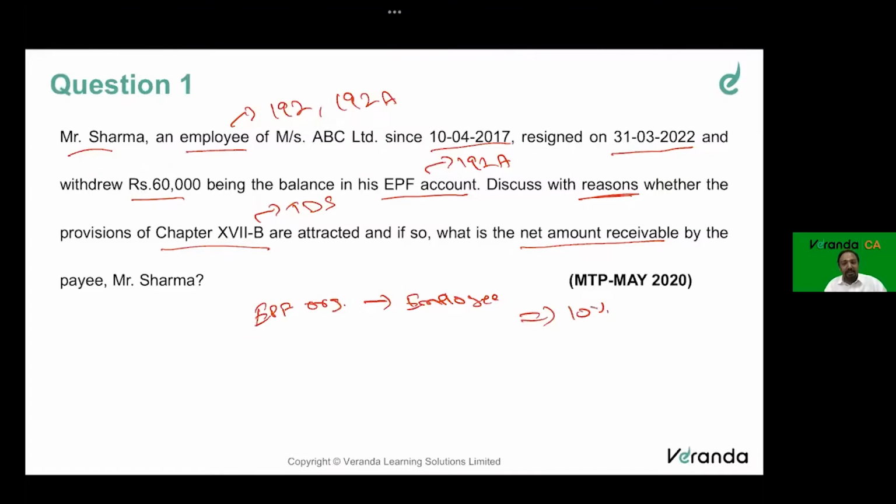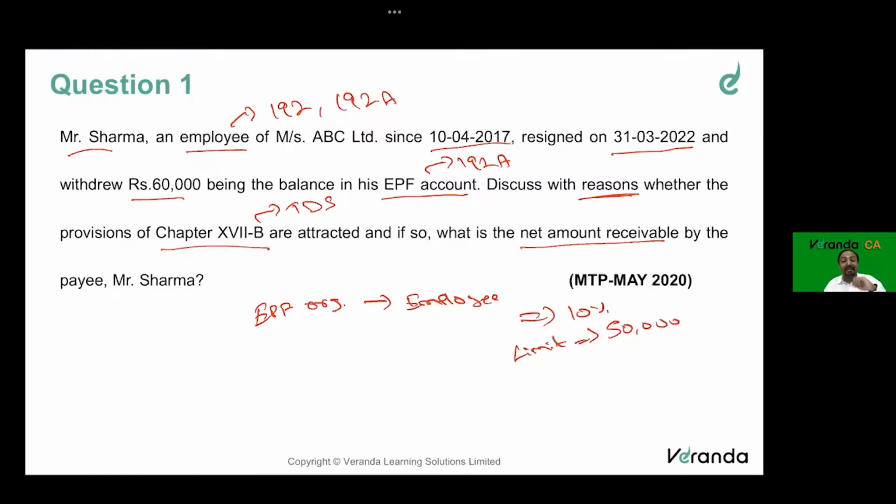Now in this 10%, for every TDS provision we have to understand the limit. One of the primary factors of TDS provisions is limits: what is the limit above which your TDS will get deducted? For this section it is 50,000. So if it does not exceed 50,000, then there is no TDS involved. It has to exceed 50,000 for section 192A to apply.